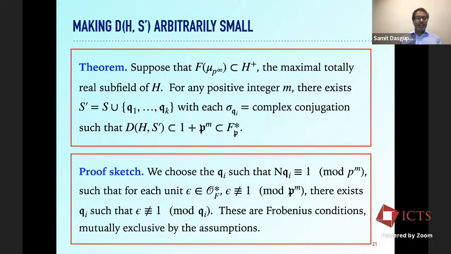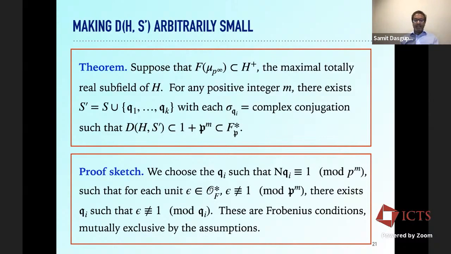And so, yeah, you can make D of H S prime arbitrarily small. Under some conditions, we need some conditions. So suppose that F adjoin mu_P^infinity is contained in H prime, the maximal totally real subfield of H. Then for any positive integer M, you can choose these auxiliary primes, as I said, such that the Frobenius is complex conjugation and D of H S prime is as small as you want, so it is contained in 1 plus P to the M, so it's 1 mod P to the M. And if you do this for every M, then you get that U_P is congruent to V_P modulo P to the M, and so they're actually congruent.